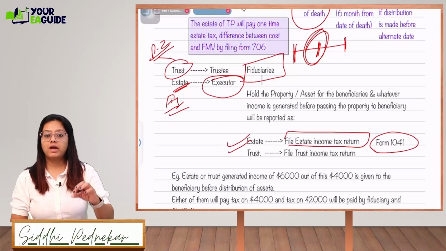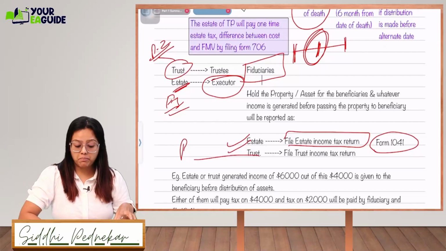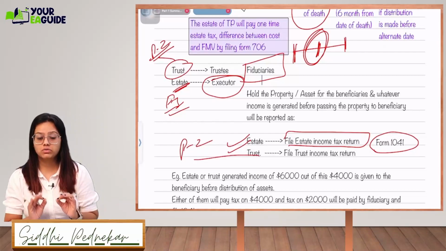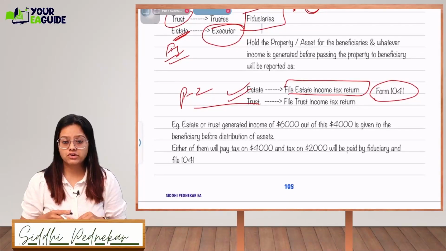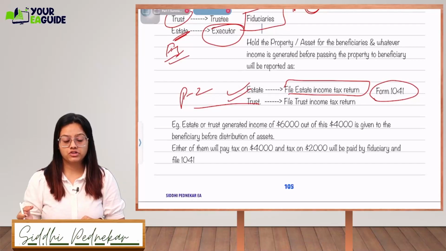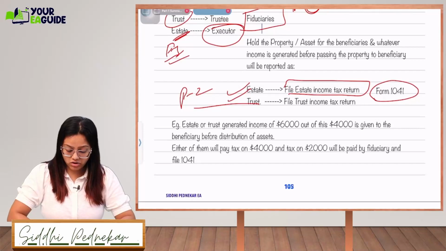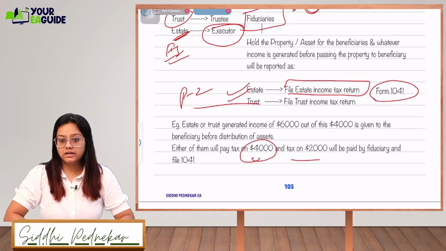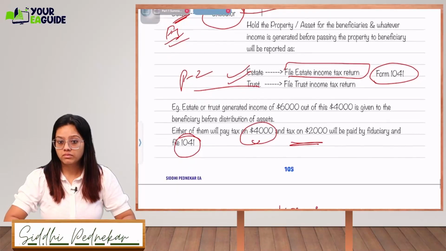That is called the form 1041 estate income tax return. A trust will also file a return, the trust income tax return. Again, that is for part 2; don't stress out right now on the trust topic. Example: an estate or trust generated an income of 6,000. Out of this, 4,000 is distributed to beneficiaries. The beneficiaries will pay tax on the 4,000, and the tax on the 2,000 will be paid by the fiduciary by filing form 1041. Got it, guys?